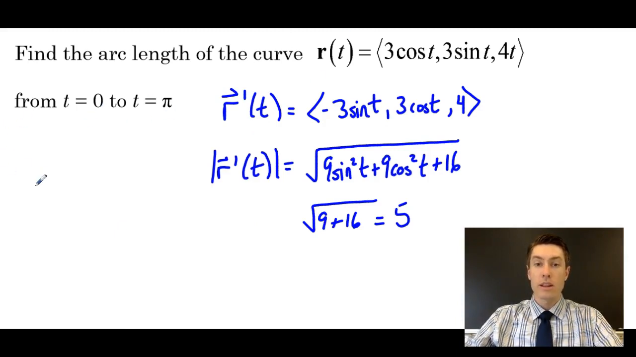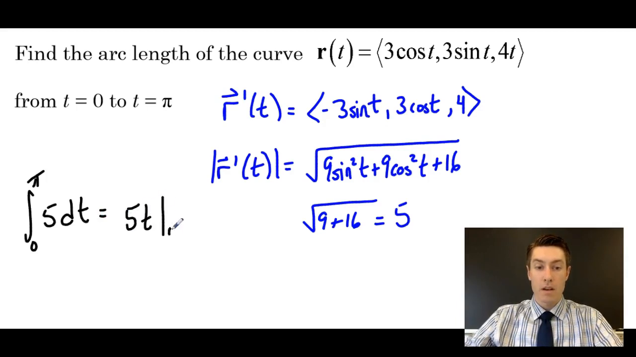Then to calculate the arc length from 0 to pi, we integrate from 0 to pi of 5 dt, which is a simple enough calculation. We get 5t evaluated from 0 to pi, so we get 5 pi as our arc length. That's the computation to calculate the arc length over a given interval.